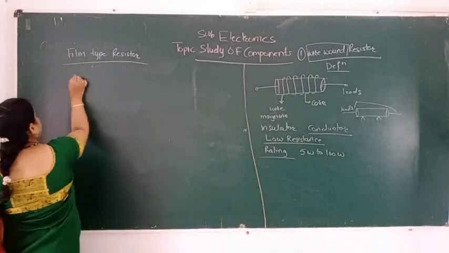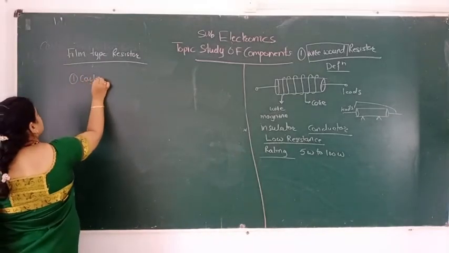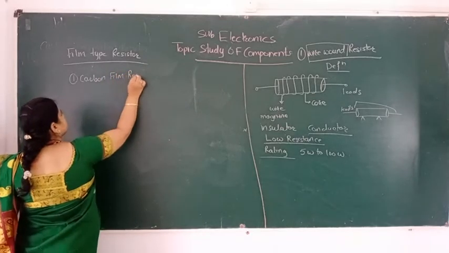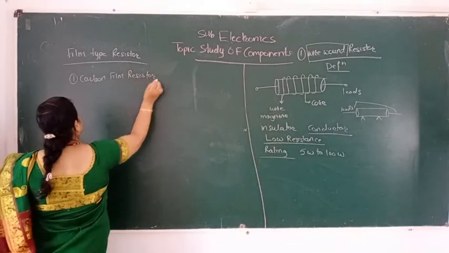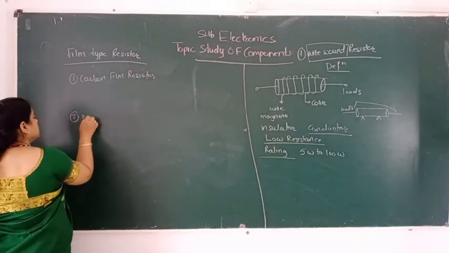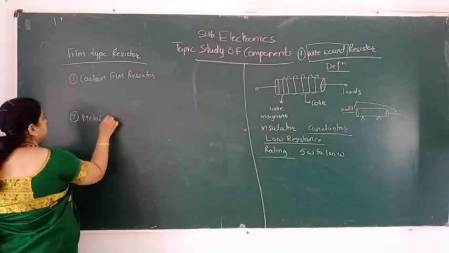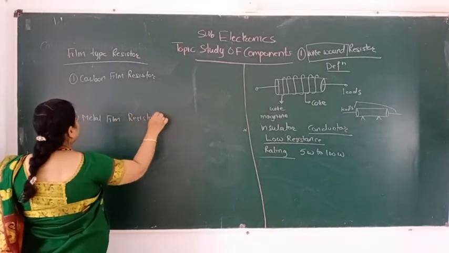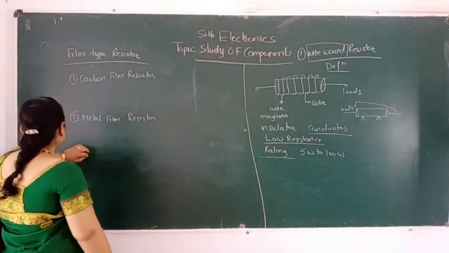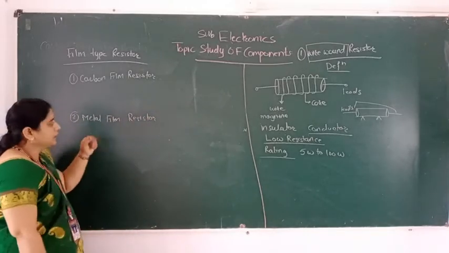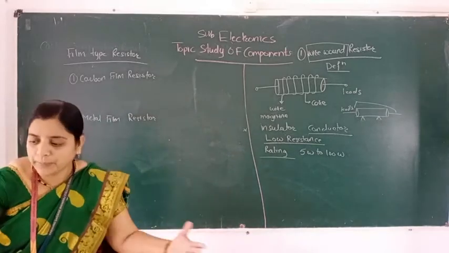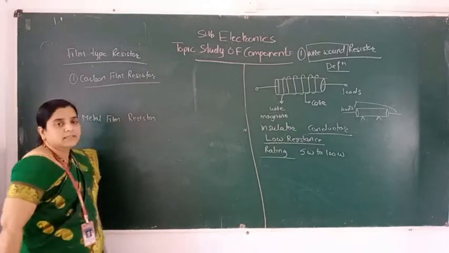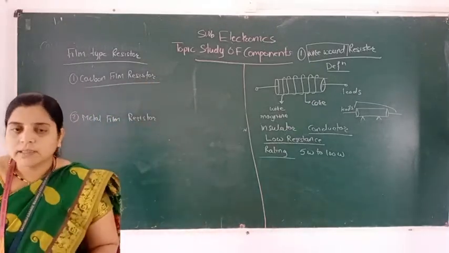Again the film type resistor, carbon and metal film, is divided into carbon film resistor and metal film resistor. Yes, again it is of 2 types, that is carbon film resistor and metal film resistor. You will prepare the definition now. What will be the carbon film resistor? Yes, coating is of what?